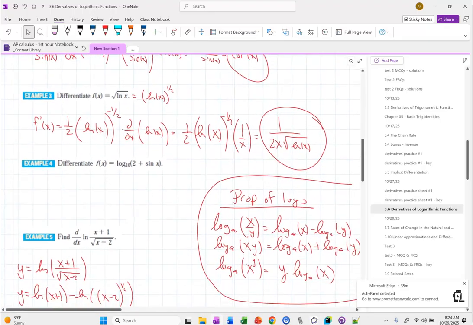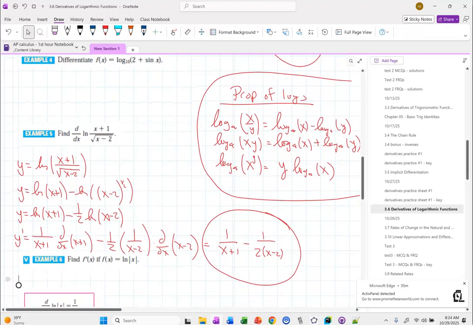But we saw in certain circumstances, like in example 5 here, I could take a particularly nasty looking derivative that has 2 chains and a quotient in it, and use my properties of logarithms to make that process considerably simpler. I can eliminate having to do a quotient rule. All my chain rules are now logarithm chains, which are pretty easy chain rules to do.